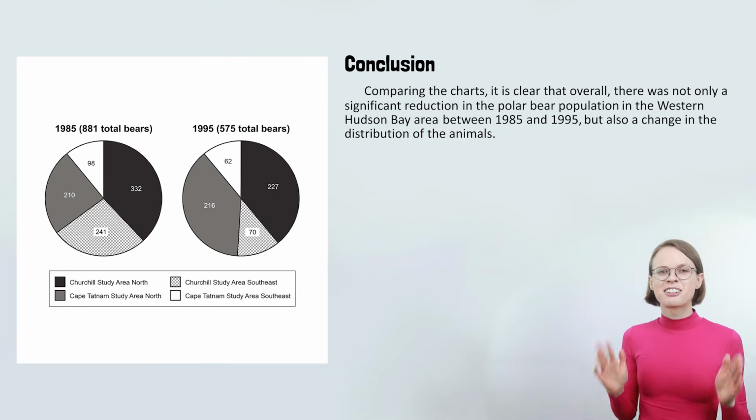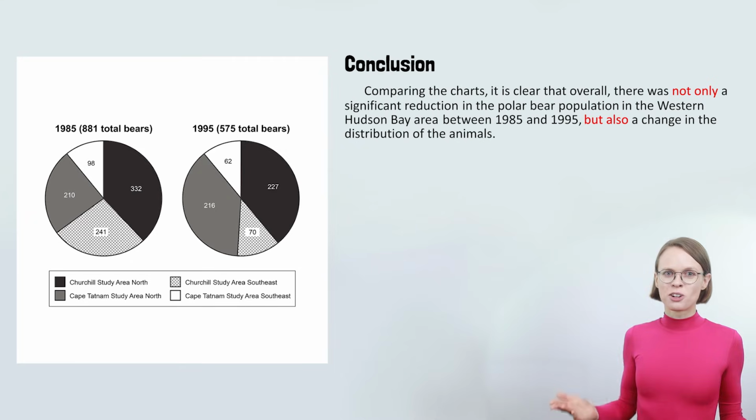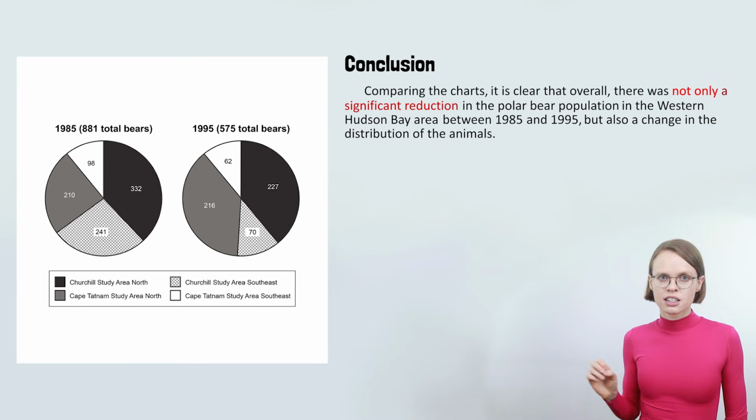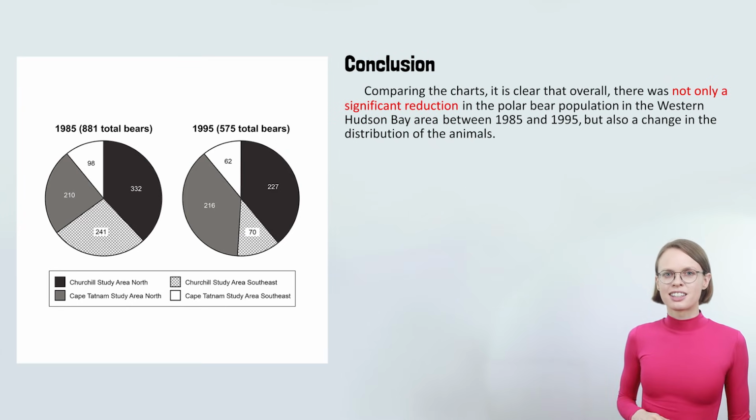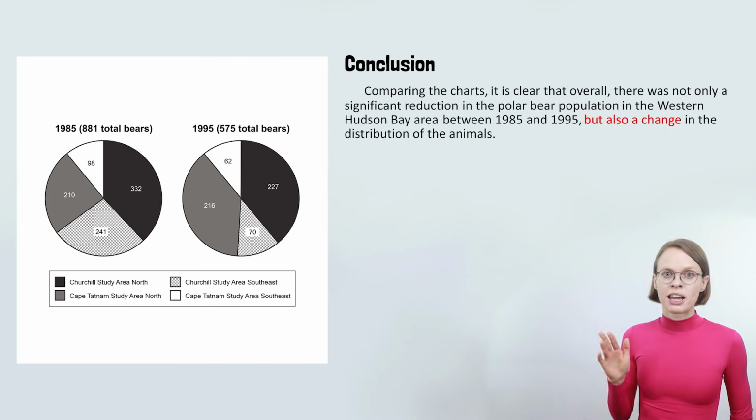I also used a great sentence structure, not only, but also. This is an awesome way to show that two things happened. The important point is to make sure that the parts you add have the same grammatical structure. The part after not only is a significant reduction. That's a noun with a lot of words modifying it. I therefore check that the part after but also is a noun. A change is parallel because it is indeed a noun.